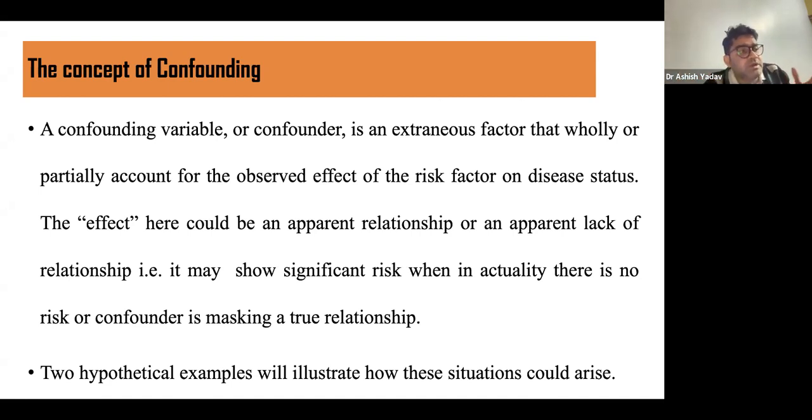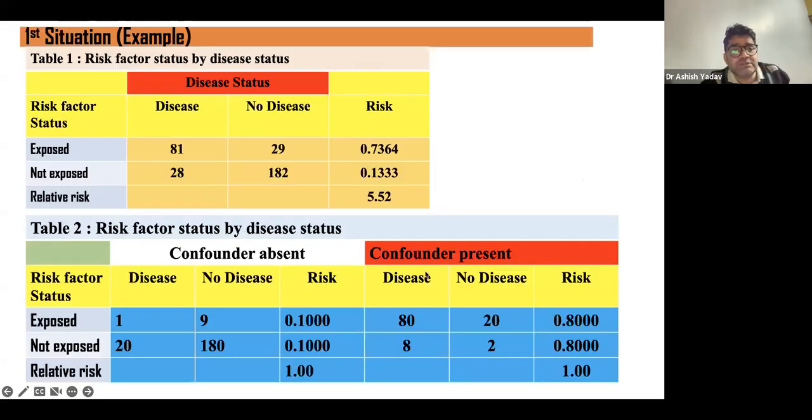Let's look at two hypothetical datasets to understand the concept of confounding. In the first situation, I will show you a lack of relationship, where there is no actual risk, but we are getting a higher risk. In this situation 1, we are getting an RR of 5.52. Disease status is there, risk factor exposed and non-exposed is there, and suppose we have the disease lung cancer and the exposure is a lifestyle habit, good or bad. Between exposed and non-exposed, we get a risk of 5.52.